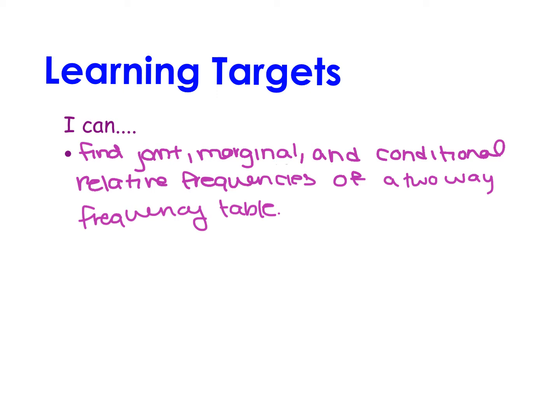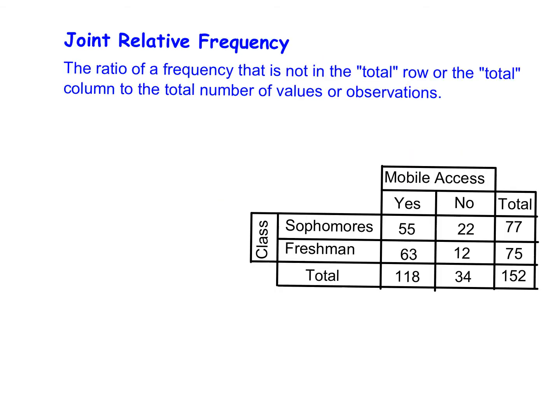In this video, we'll be finding the joint, marginal, and conditional relative frequencies of a two-way frequency table. So before we can begin finding these relative frequencies, we need to define what they are. Joint relative frequency, by definition, is the ratio of a frequency that is not in the total row or total column to the total number of values or observations.